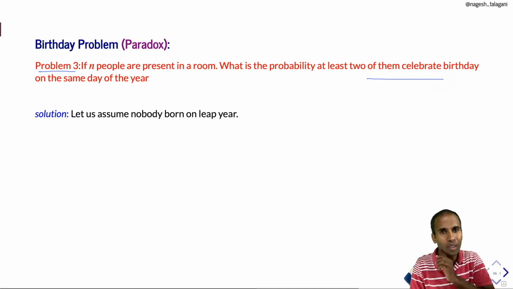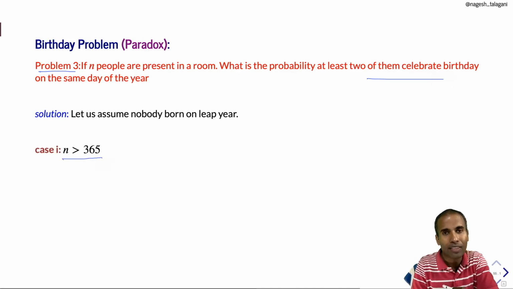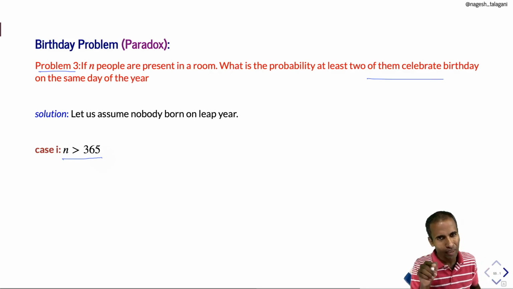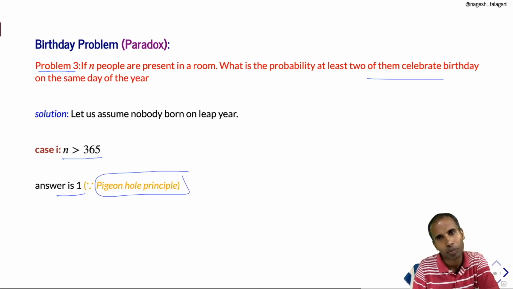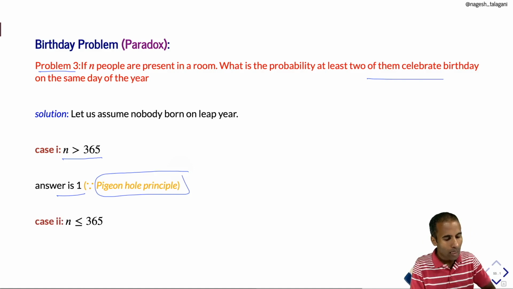There are two cases here. Case 1: n bigger than 365. If there are more than 365 people in a room, then it's a sure thing, right? By the pigeonhole principle, you can always find at least two people having the same birthday. In that case, the probability is going to be 1. Case 2: n less than or equal to 365.